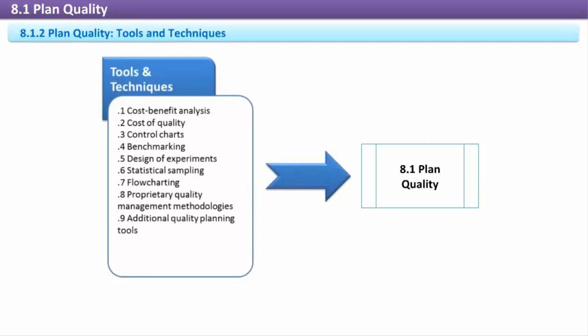Plan quality. Tools and techniques. Cost-benefit analysis. Cost-benefit analysis helps determine the appropriate trade-off between quality and the cost to achieve that level of quality. Cost of quality. The cost of quality quantifies the cost of adhering to the expected level of quality in the deliverables. It is a time and financial determination based on the needed level of quality the deliverable must meet.